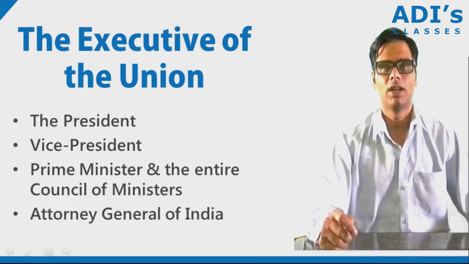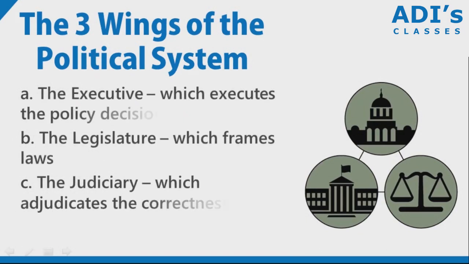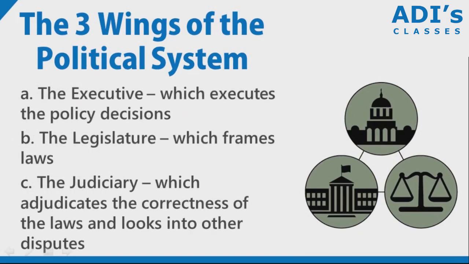Now we'll just look at a refresher. We have previously seen that there are three important wings to our political system, namely the executive, the legislative and the judiciary. The executive executes the policy decisions. The legislature makes or frames laws, that is the parliament, for example, is the legislature, it frames laws. Then we have the judiciary, which adjudicates the correctness of the laws and looks into disputes.